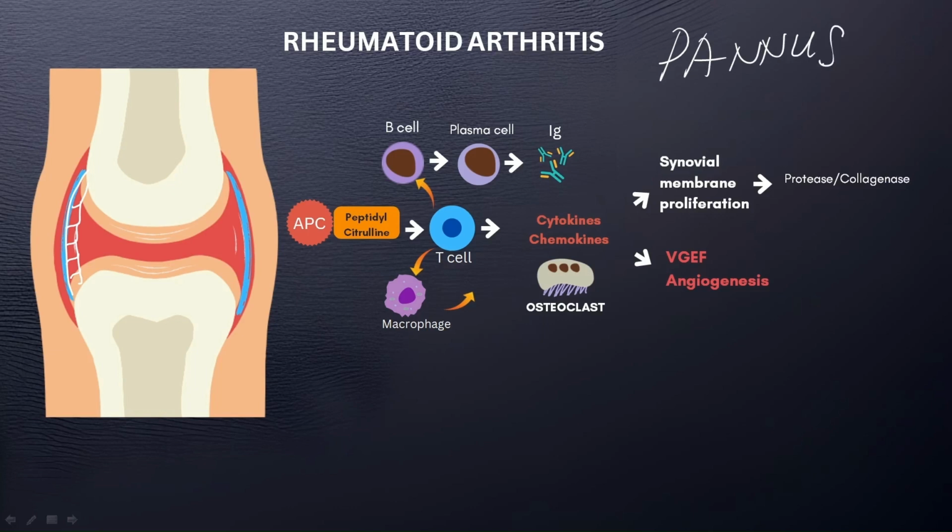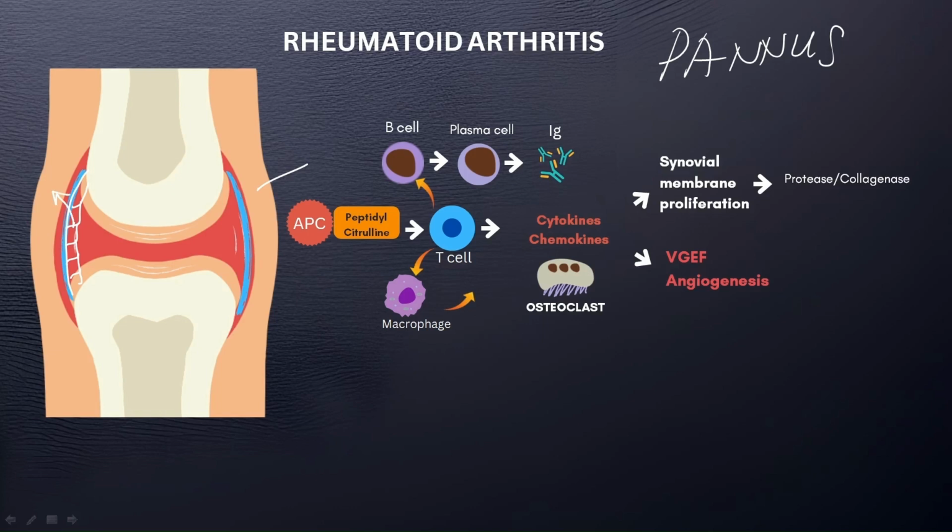Now, pannus causes a severe chronic inflammation that consequently damages the synovial membranes, the cartilages, the bones, or even the surrounding tissues. Protease enzymes, which are then released from the pannus, can also cause further damage to the joint.